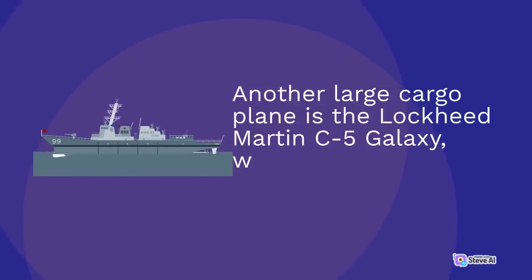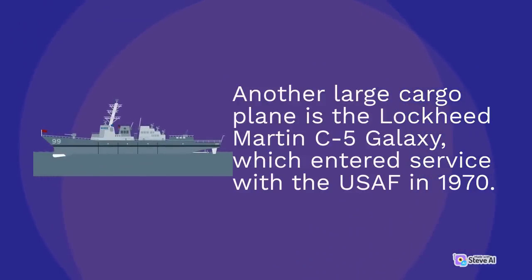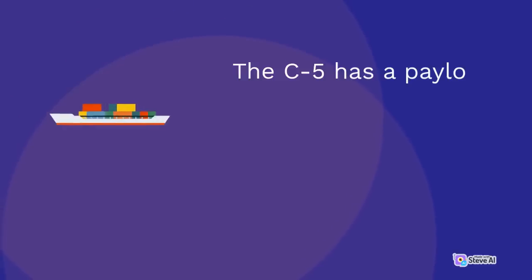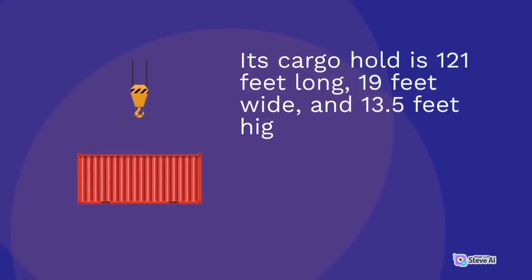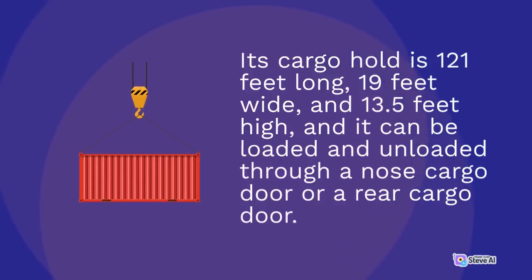Another large cargo plane is the Lockheed Martin C-5 Galaxy, which entered service with the USAF in 1970. The C-5 has a payload capacity of 275,000 pounds and can transport a range of cargo, including tanks, helicopters, and other oversized equipment. Its cargo hold is 121 feet long, 19 feet wide, and 13.5 feet high, and it can be loaded and unloaded through a nose cargo door or a rear cargo door.